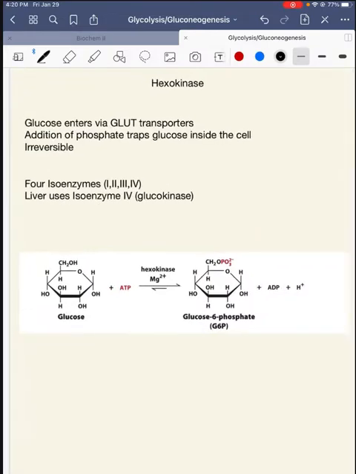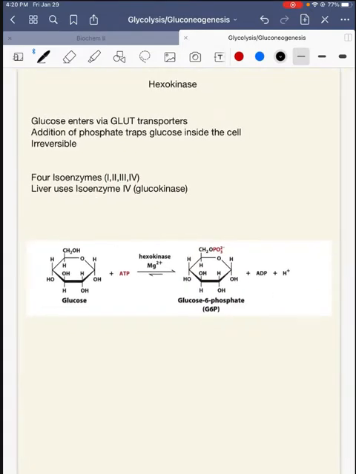Okay, we'll continue. So the first enzyme is hexokinase. What this enzyme does is it takes glucose, uses ATP, and adds a phosphate on carbon number 6. Glucose enters through the GLUT transporters, and then we add this phosphate. Glucose here is a non-polar molecule. Once we add the phosphate, it becomes polar because the phosphate has the negative charge. This allows the glucose 6-phosphate to be trapped in the cell.